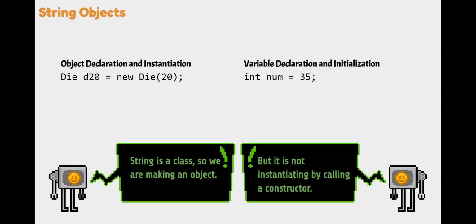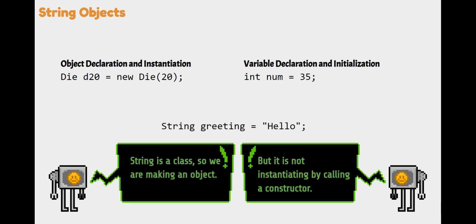So we're going to see how the computer stores words. On our left, we have an object declaration and instantiation statement. And on our right, we have a variable declaration and initialization statement. On the bottom, we are declaring a string variable and assigning it the string literal hello. But what kind of statement is it?